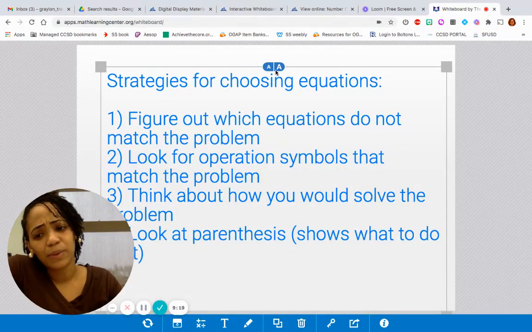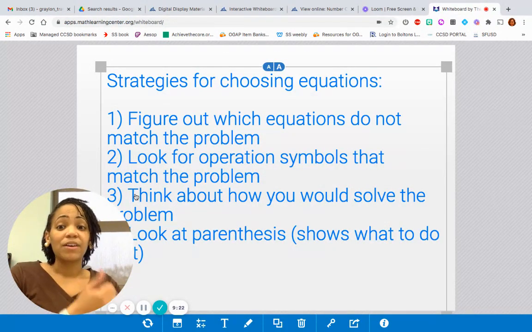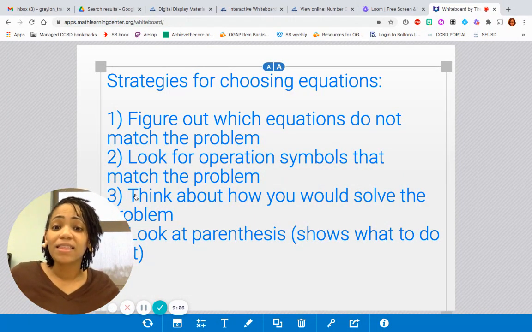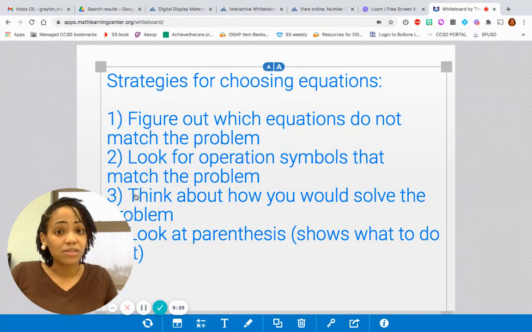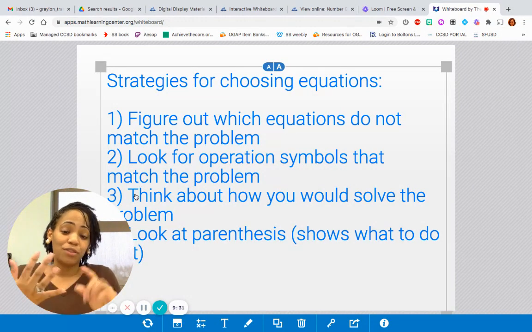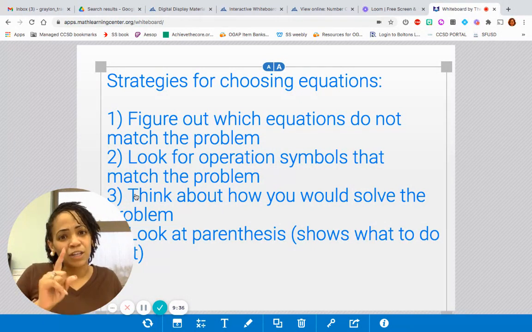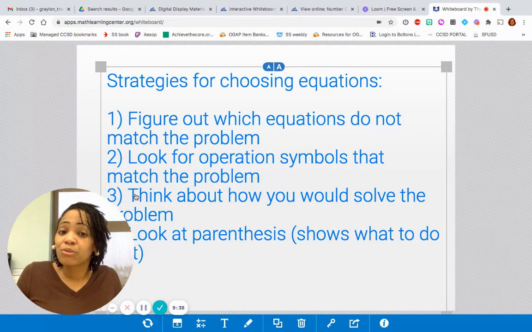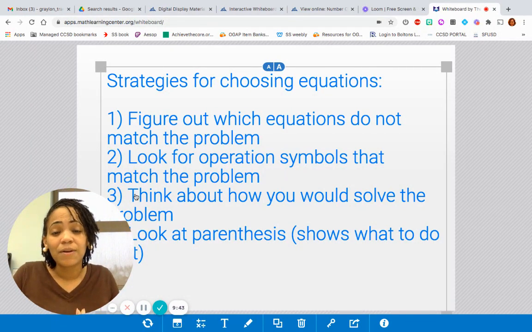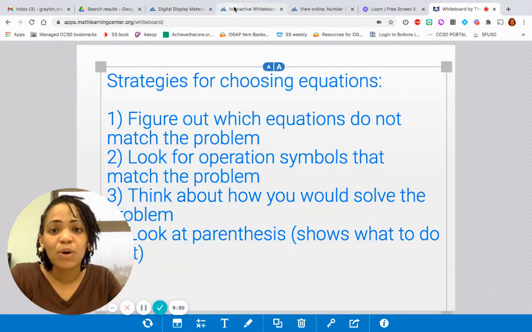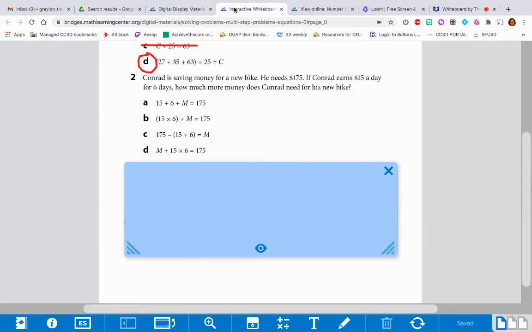And I'll go over really quickly with you our strategies. First, figure out which ones don't match the problem. Then you're going to figure out the operations that you should use. And you'll know that because you've thought through it. Maybe you even drew a picture to kind of figure it out. Think about how you would solve it. So maybe you might go through the motions of actually solving this problem, even though that's not the question. And don't forget about those parentheses. They're very important because they tell you what you are going to do first.